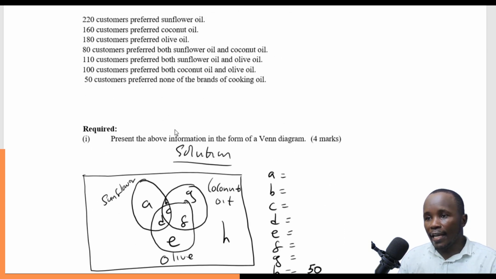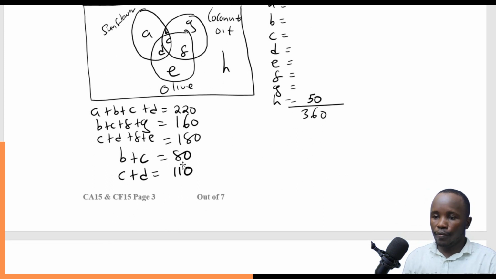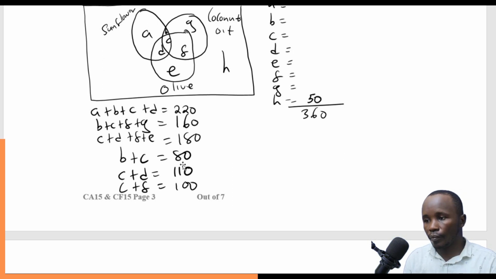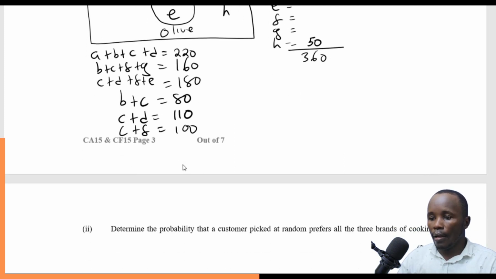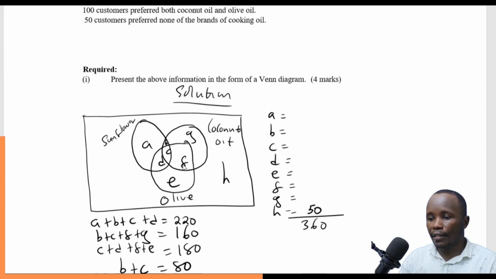Then 100 customers preferred both coconut oil and olive oil. That is C and F. So C plus F should give me 100. And finally, we have 50 customers who preferred none.